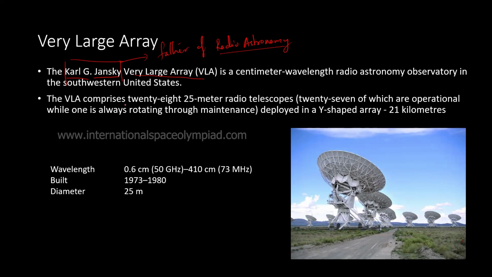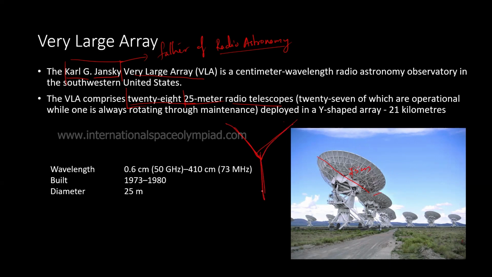You can see the VLA, the Very Large Array, is comprised of 28 telescopes of 25 meter size. If you count them, 1, 2, 3, some 28 of them are there, and each dish has a size of 25 meters. You can see they are spaced in a Y-shaped array, something like this.